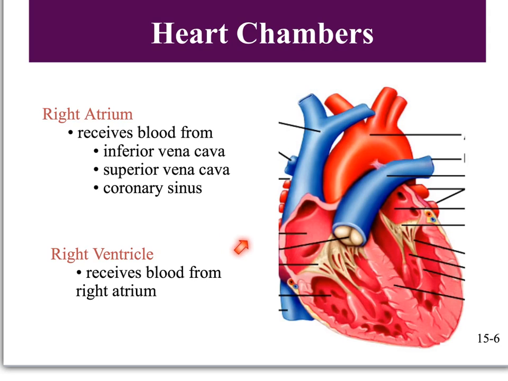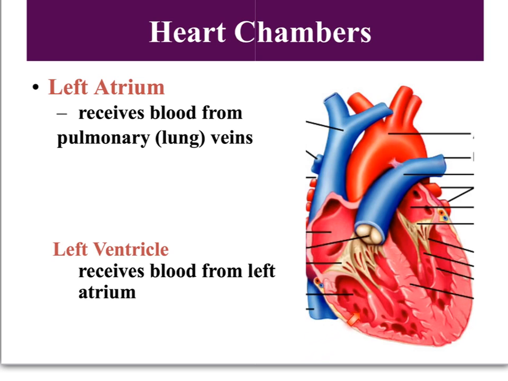So the right atrium is receiving the deoxygenated blood, or the used up blood, from the body. Up here we have our superior vena cava, which is draining the blood from the head, neck, and shoulders. Down here is our inferior vena cava, where the blood from the lower part of the body, up through your abdomen towards the heart, all of that deoxygenated blood is returning back to the heart. And then the blood leaves the right atrium and goes really quickly down into the right ventricle here.